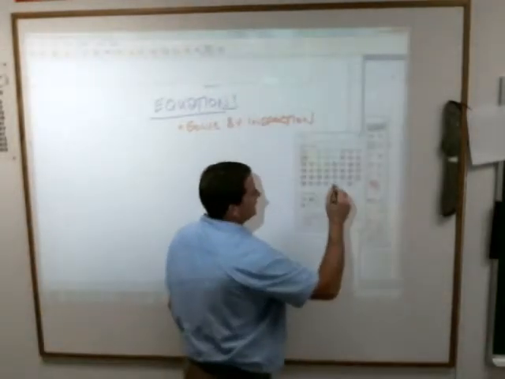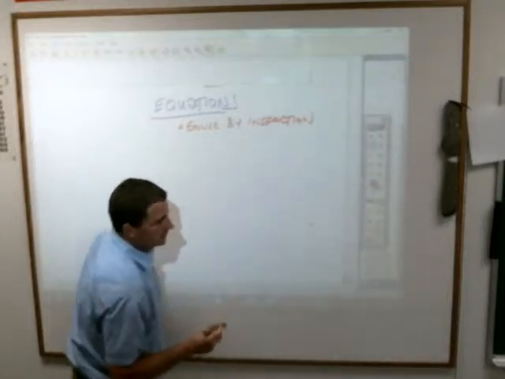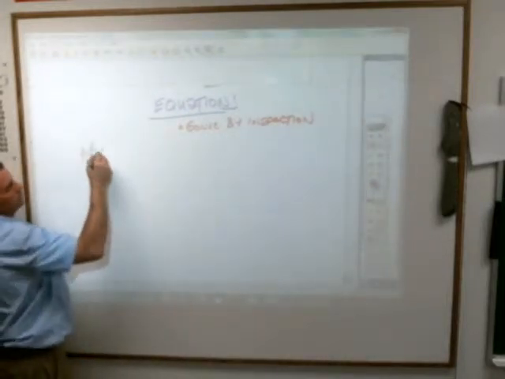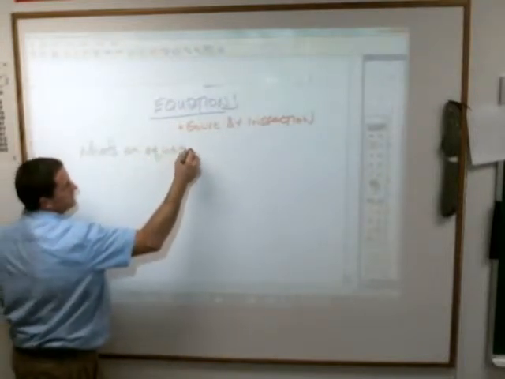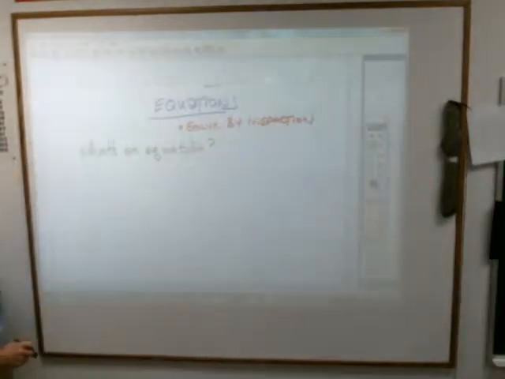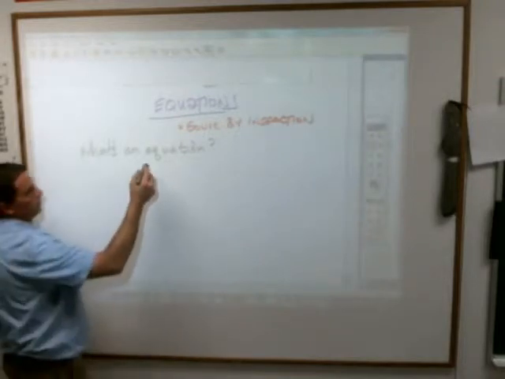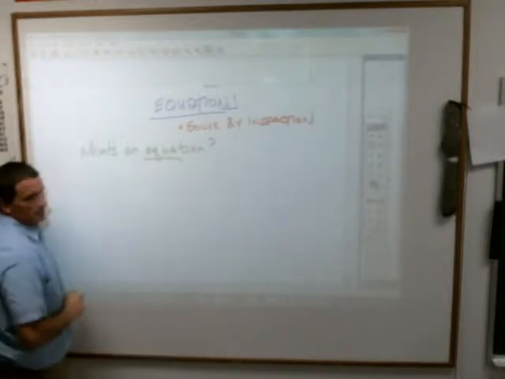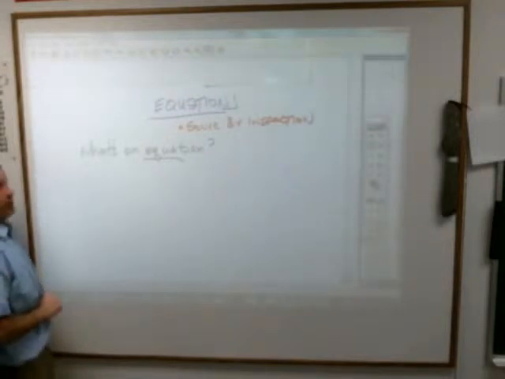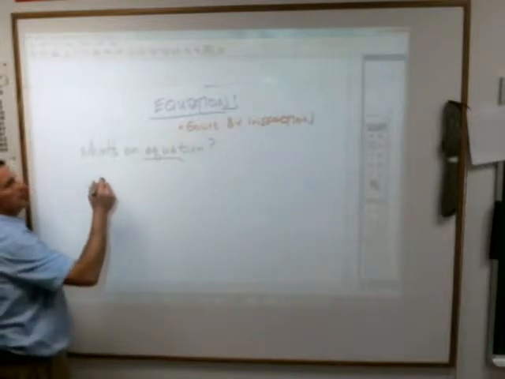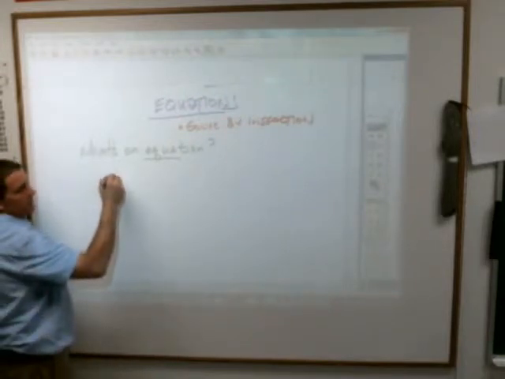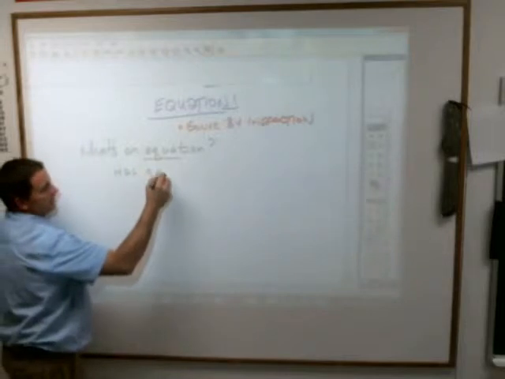First of all, under equations, the question is, what is an equation? Well, very simply, children, here's your key word. What word do you see in equation? Equa? Peter? Yeah, it's equal. An equation is anything that has equal signs in it.